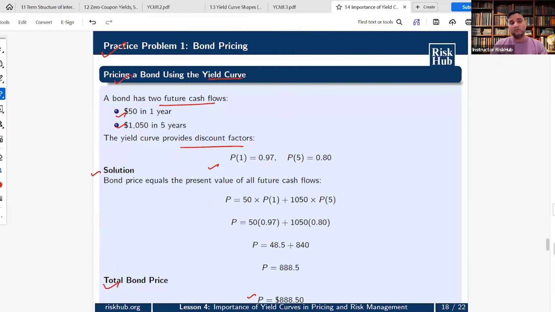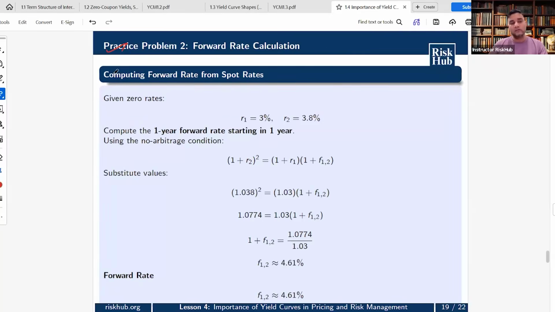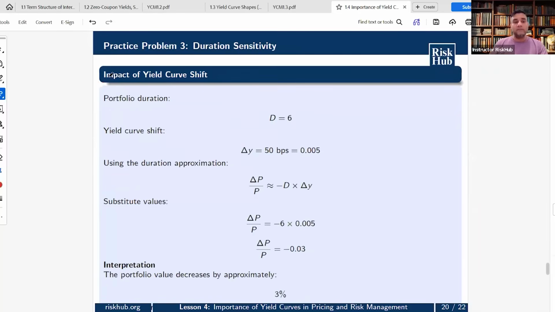Then we have the next one, forward rate calculation: computing the forward rate from spot rates. Given zero rates, compute the 1-year forward rate starting in year 1. The no-arbitrage formula is given; substitute the values and the forward rate can be found. Then we have the impact of yield curve shape. Portfolio duration is given, the yield curve shift is given, the duration approximation formula is used, substitute values, and the interpretation is written. You can understand that.